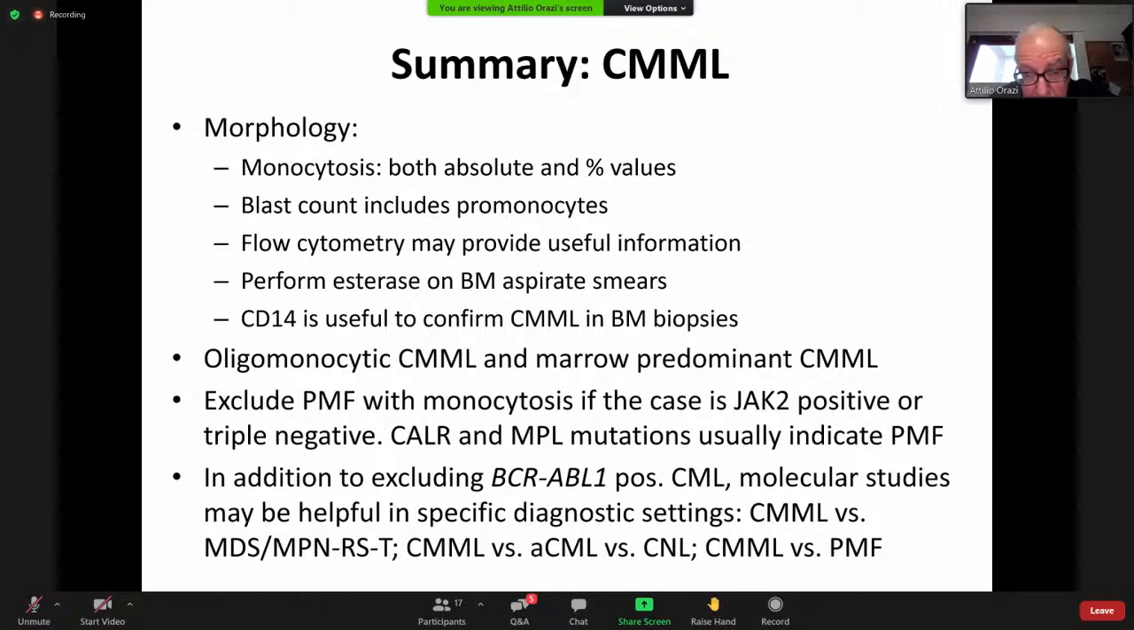CMML versus atypical CML versus CNL. There are cases that are not clear-cut. There are CNL patients, for example, who have had the disease for a while before coming to your clinic, and they have a few blasts in the peripheral blood, some dysplasia. You're not supposed to have blasts in CNL or dysplasia, but they acquire that during the course of the myeloproliferative disease. So sometimes they're not that different. And again, I think the molecular signature might help to tell which is which.